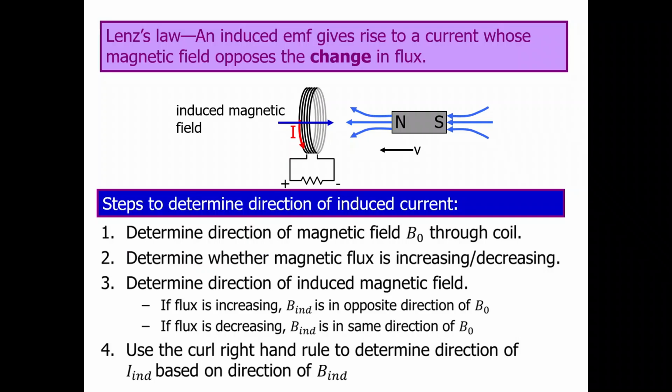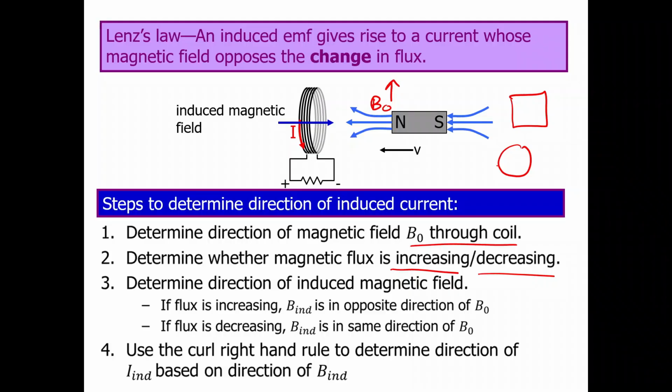So the first thing you have to do is determine the direction of the magnetic field through the coil. We're usually going to look at some sort of loop. Sometimes it's a square loop, but that's what we really mean by coil, our conducting loop. So is there some sort of source, like this magnet? This magnetic field would be our B0, the external source of the magnetic field. So we need to determine whether the magnetic flux is increasing or decreasing. In this case, our magnetic flux through the loop was increasing.